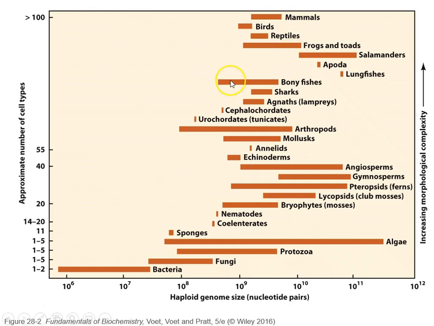This figure right here shows on the y-axis the approximate number of cell types. Bacteria, of course, are single-celled organisms, and mammals are at the top with the greatest number of cell types. If you look at the haploid genome size, you would expect mammals to be right up in this corner, but we're not. You wouldn't expect lungfishes or salamanders or any of these plants to have a greater genome size than humans, but they do. So that's part of the C-value paradox.